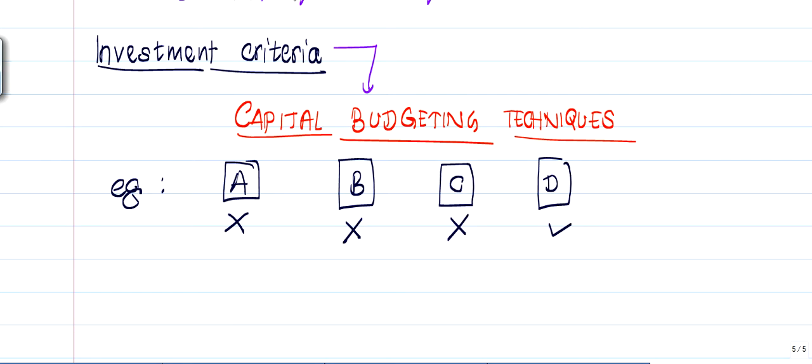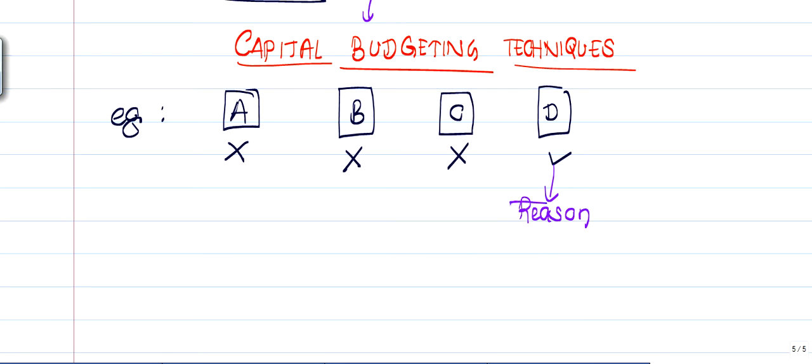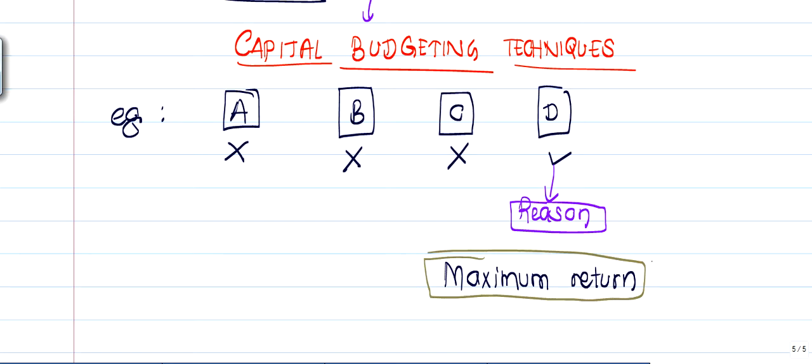What is the reason for the selection? The simple reason is maximum return. The question is how you measure this maximum return, using the capital budgeting techniques. We have two types of capital budgeting techniques.